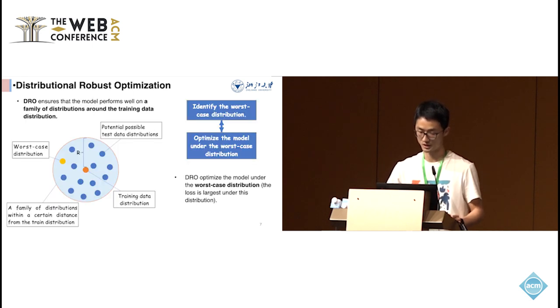Traditional optimization methods often rely on precise data distributions, which might not be accurately known or may change. DRO addresses this issue by considering a range of possible distributions, so-called uncertainty sets, instead of a single fixed one. Therefore, DRO can ensure that the model performs well on a family of distributions around the training data.